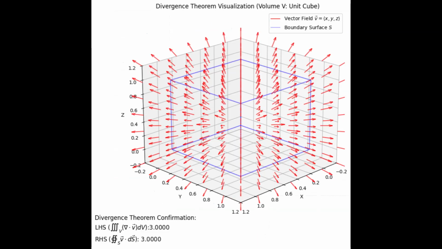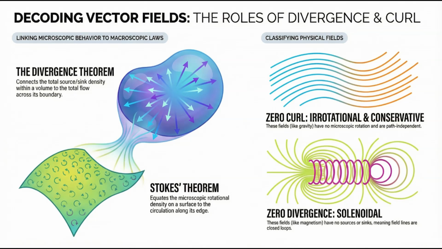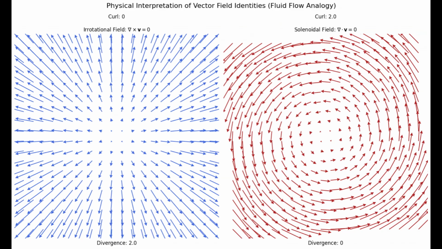At the end of the day, these identities are the essential tools physicists use to translate complex dynamics into predictable physical conservation laws that govern everything.